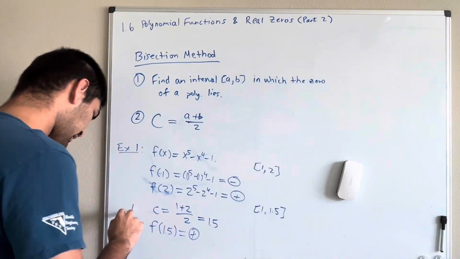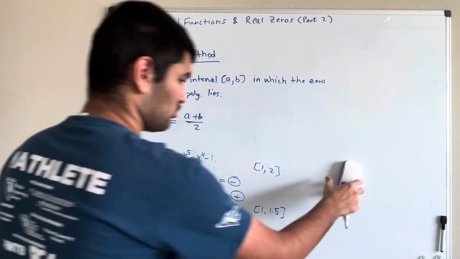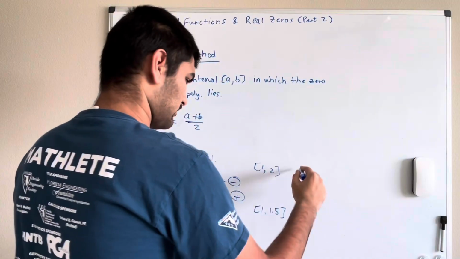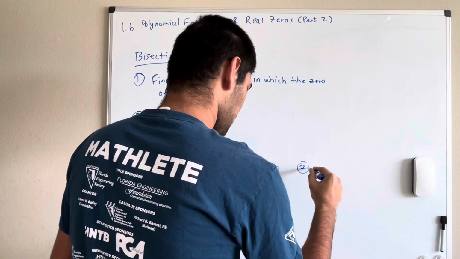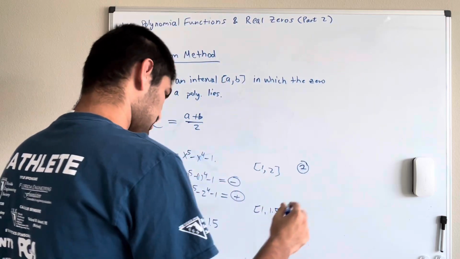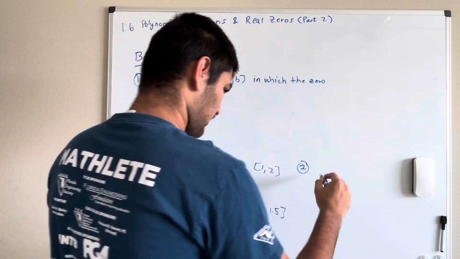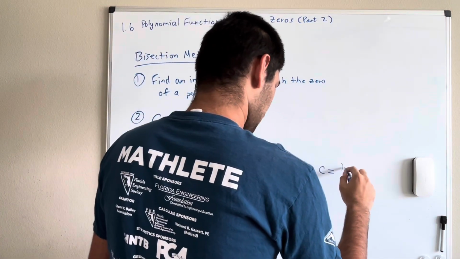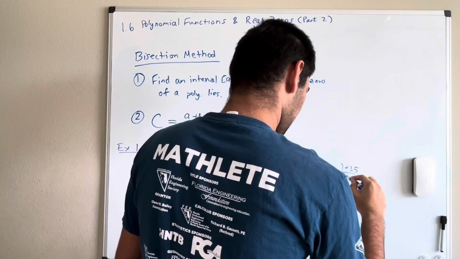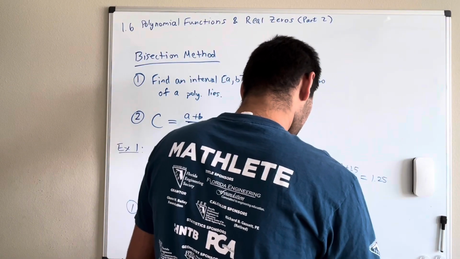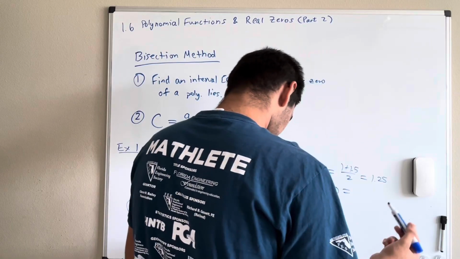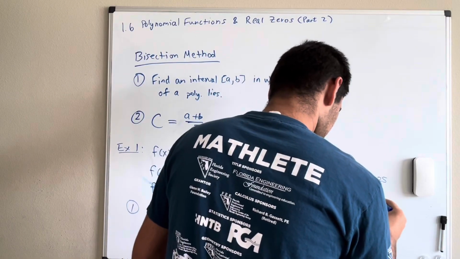Okay, so I'll call this like iteration 1. We'll do like 3 iterations for our purposes. So iteration 2. So then you just keep doing it, right? So now a is 1 and b is 1.5. So c is 1 plus 1.5 over 2. You get 1.25. And again, I will tell you that c is a negative number.